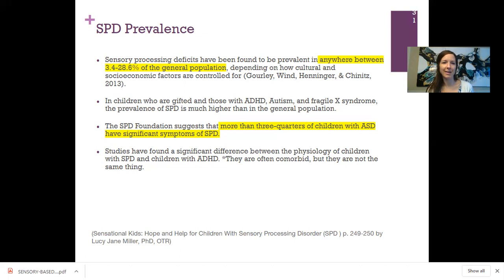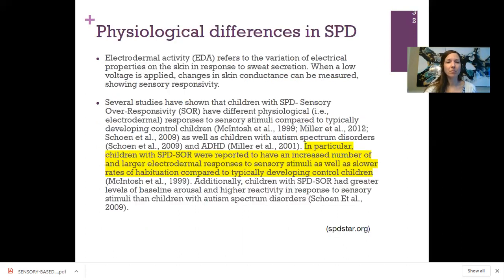They're morbidities, I guess you could say. But they are often comorbid. Okay, so physiological differences.